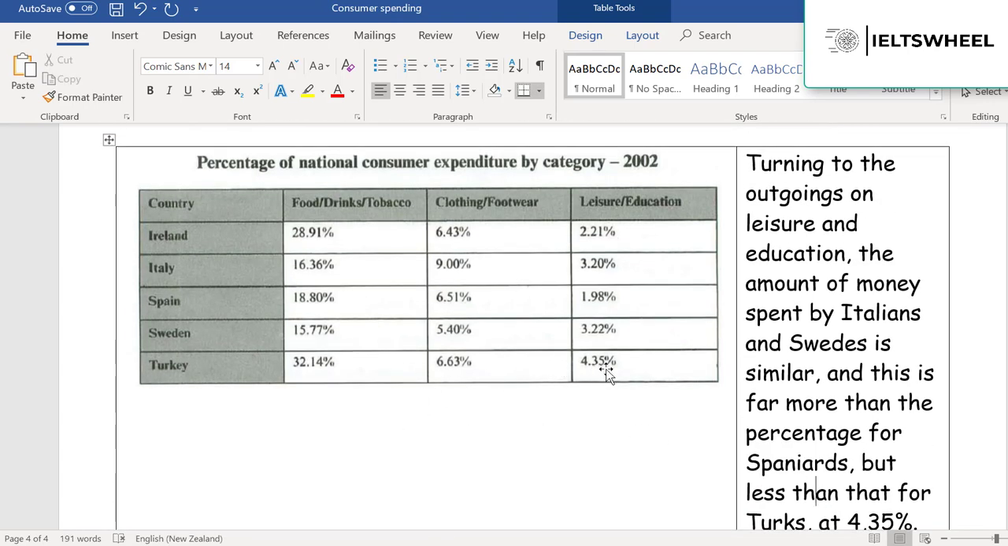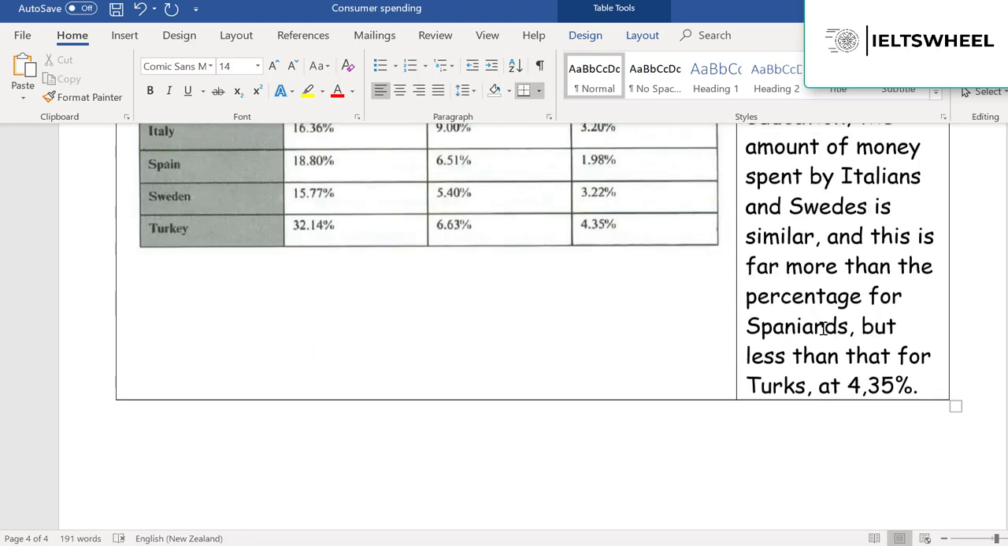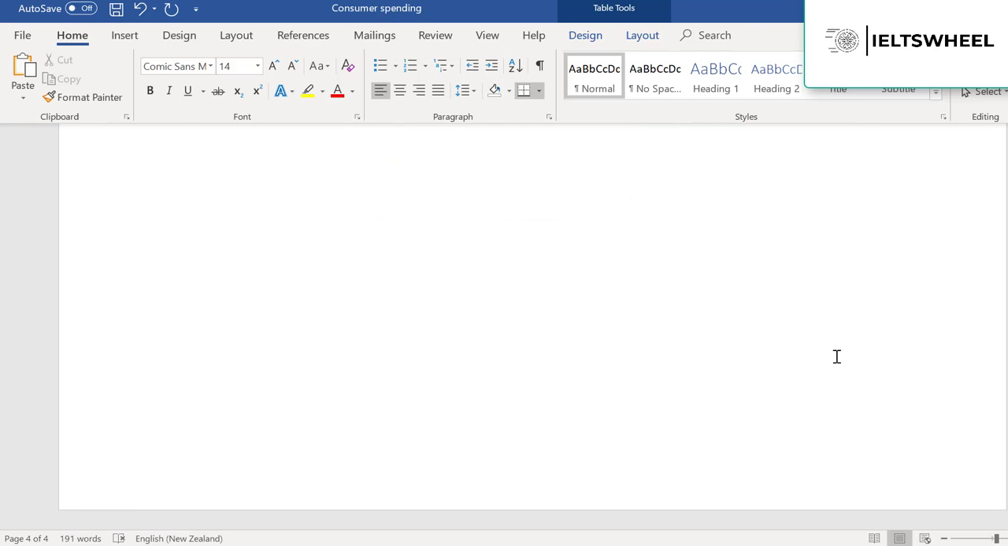Now, Turks spend 4.35%, so less, and we have indicated, okay? So we say that number one, they spend similar amounts of money on these products, okay, but then less than the other countries, but more than other countries. That's exactly what we need to do. And then at, and then we indicate again the exact percentage because we're talking about Turks. So at, and then 4.35%. Good.